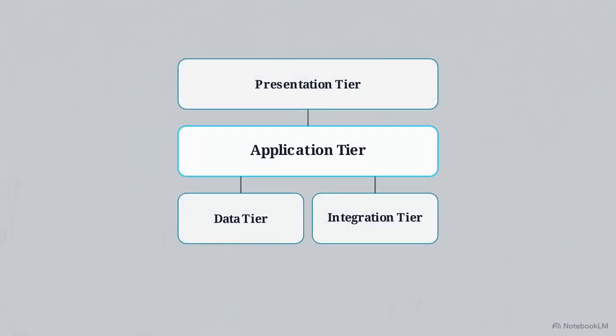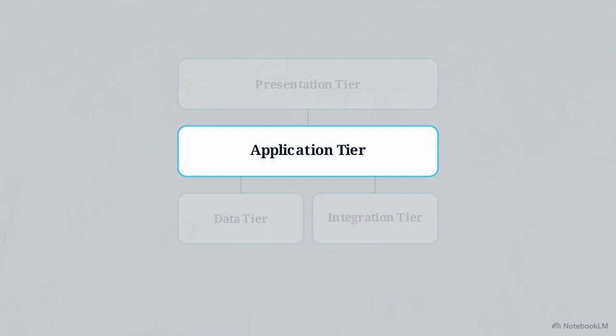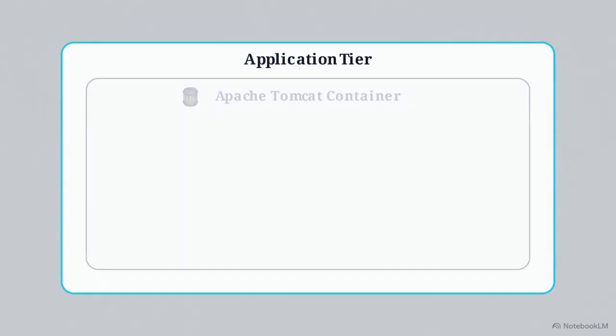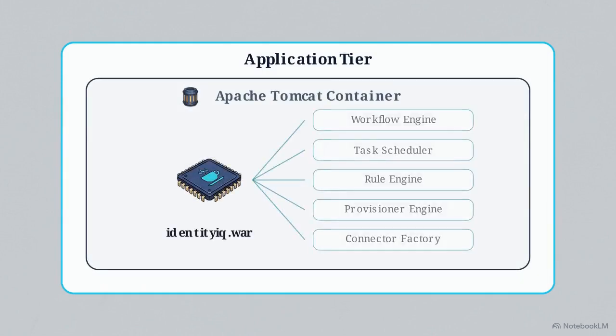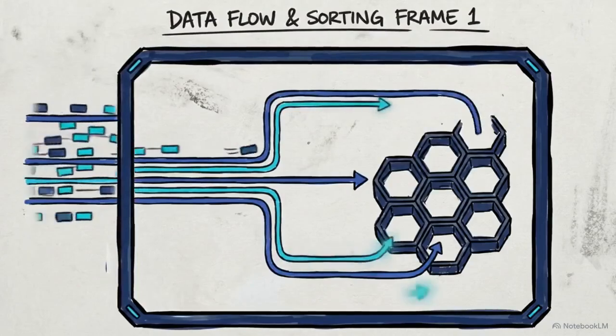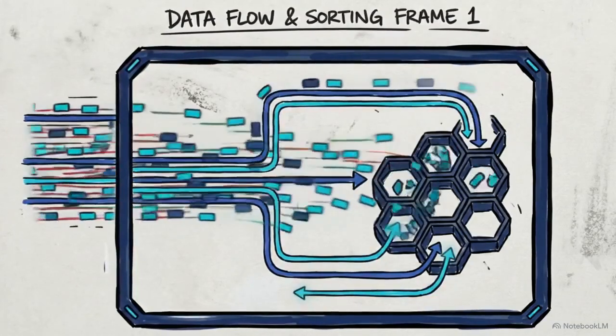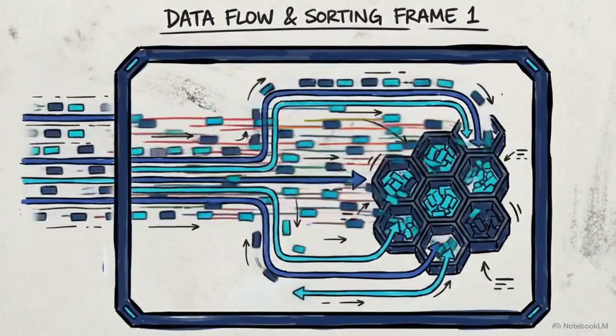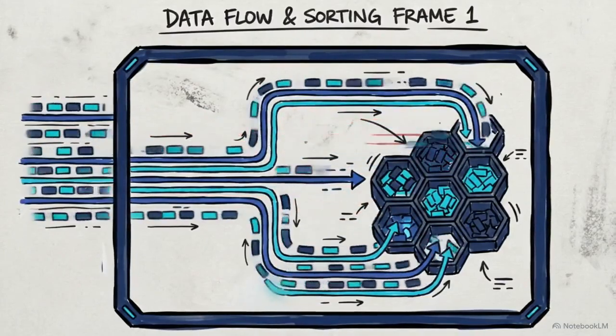This is the IdentityIQ high-level architecture diagram. To understand how the platform actually operates, we have to look past the presentation tier and the user interface. Instead, we need to focus entirely on the application tier, specifically the Apache Tomcat container. Operating and troubleshooting IIQ requires understanding exactly how this application layer processes, serializes, and correlates identity data at scale.